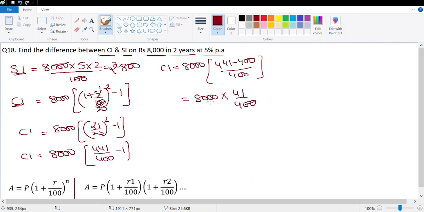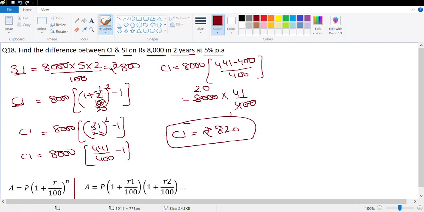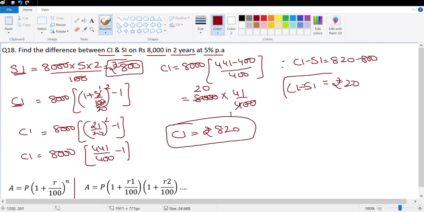These two zeros get cancelled. 4 1, 4 into 2 with a 0. That's 41 into 2. That's 82 with a 0. So rupees 820. So compound interest is 820. Simple interest is 800. Therefore, CI minus SI is equal to 820 minus 800, which is equal to rupees 20. Therefore, CI minus SI is equal to rupees 20.